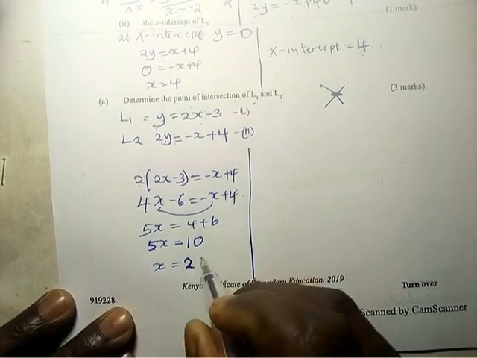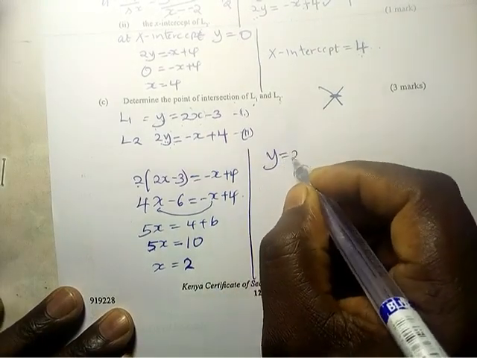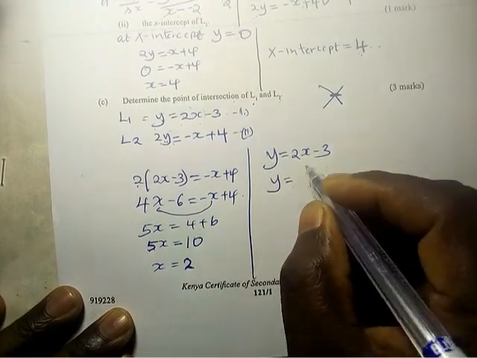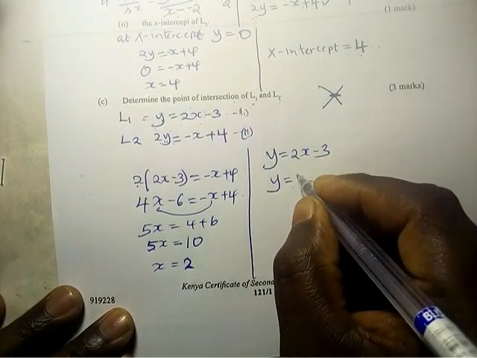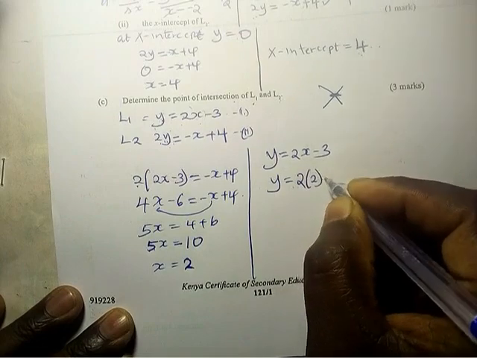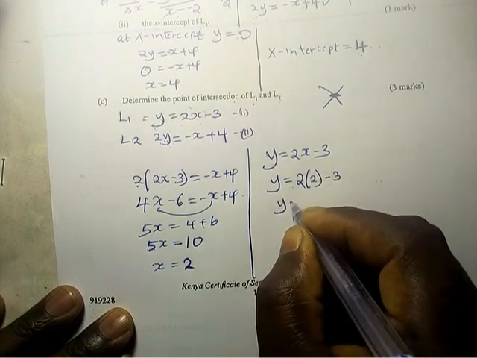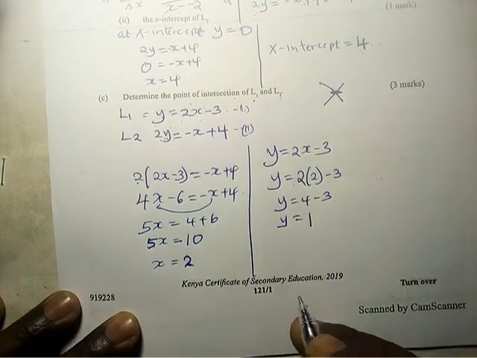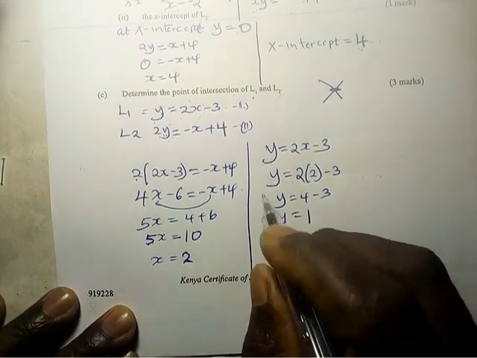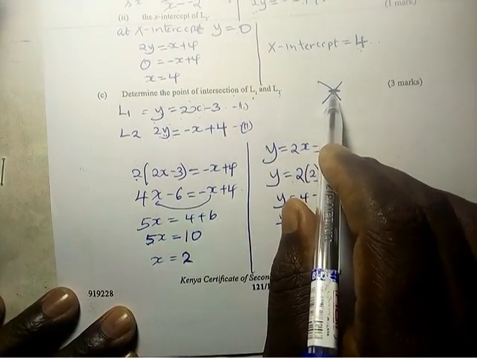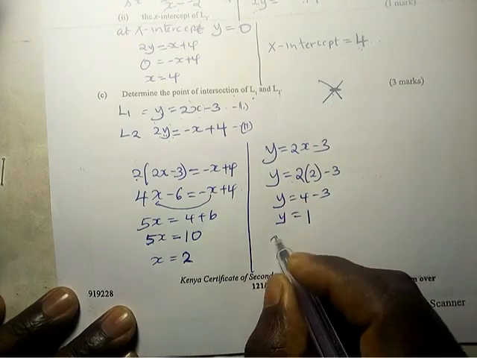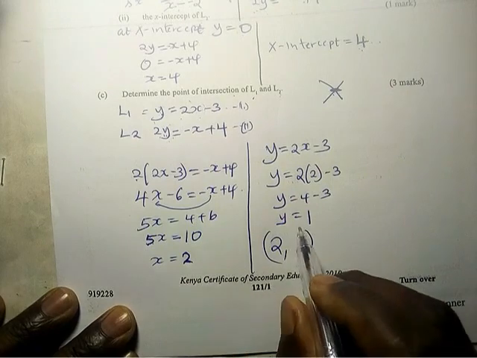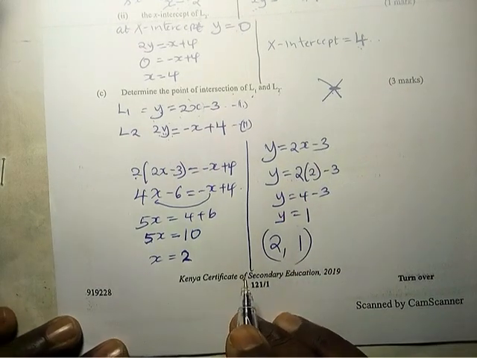So to get the value of y, y is equal to 2x minus 3, this one. So y is equal to 2 times 2 minus 3. So y equal to 4 minus 3. Y equal to 1. So the point where they meet is at (2, 1). That's where they meet, the point of intersection.